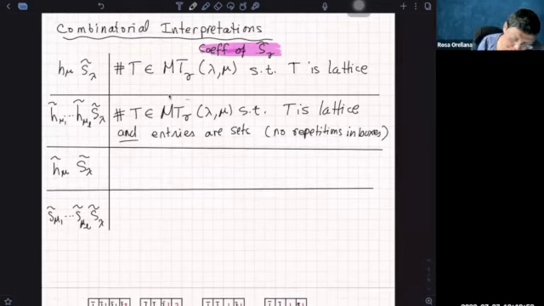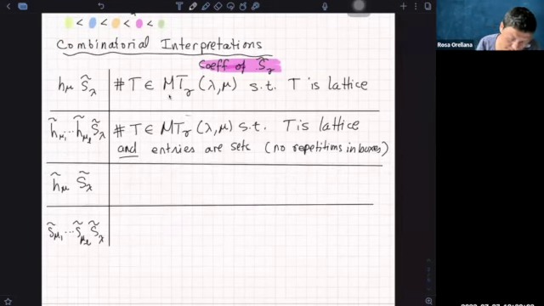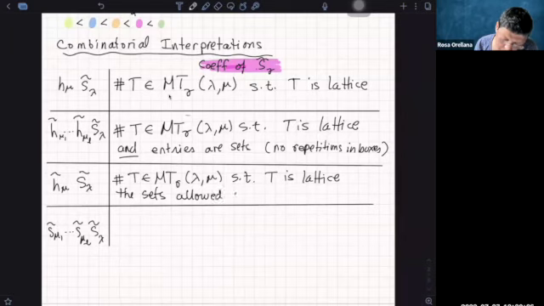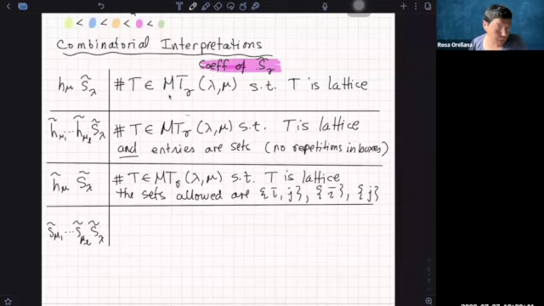Right. Then the next one: for this one, this is going to be the number of the same T in the same set, such that T is lattice, and the sets allowed are, so it's kind of sets again, but you could have a bar entry and a non-bar entry, or you could have just a bar entry or just an unbar entry. So at most one of each. That's kind of like the rule here.